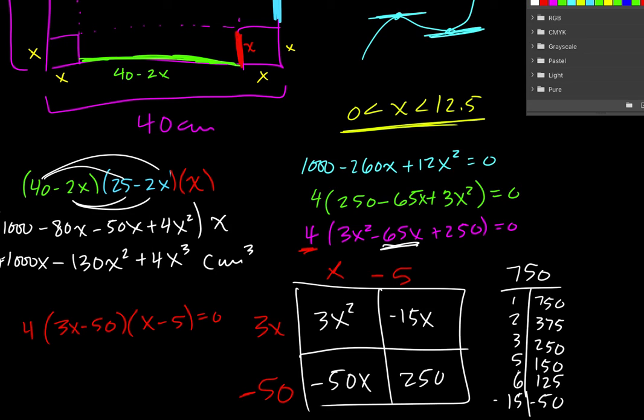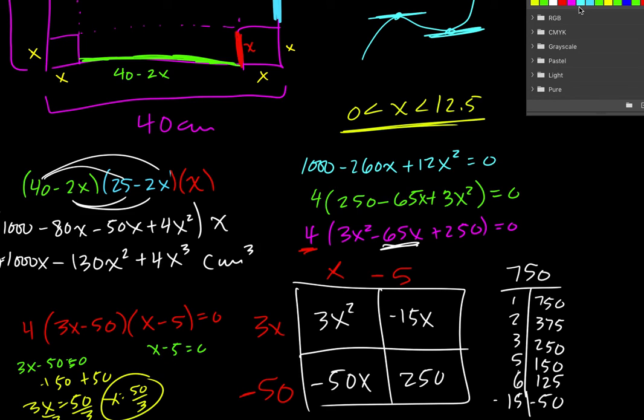And now we can set these equal to 0. Okay, so if we solve this one, we get 3x minus 50 equals 0. And we get x minus 5 equals 0. The 4 is not going to do anything, so we just kind of ignore it. So we add 50. 3x equals 50. And we divide by 3. So x equals 50 over 3. And then we add 5, x equals 5.